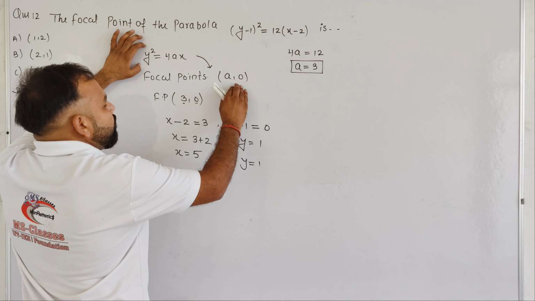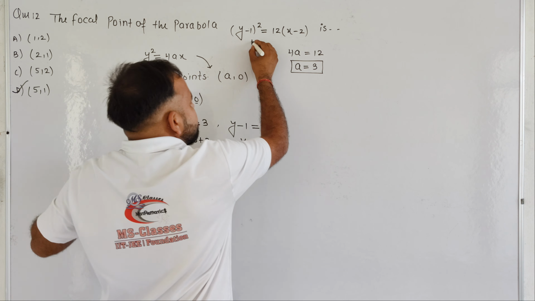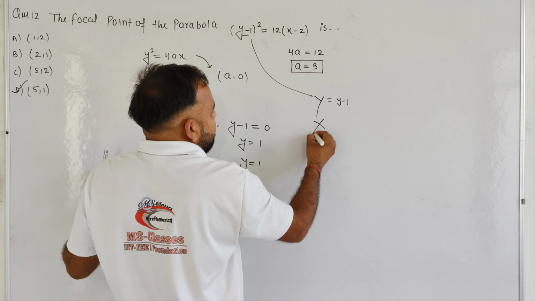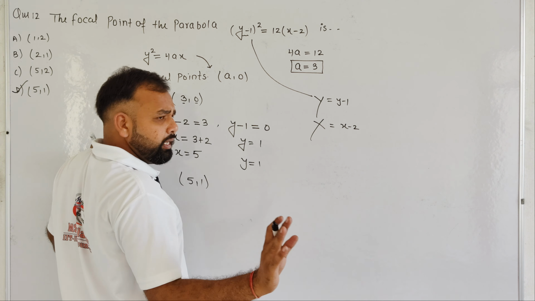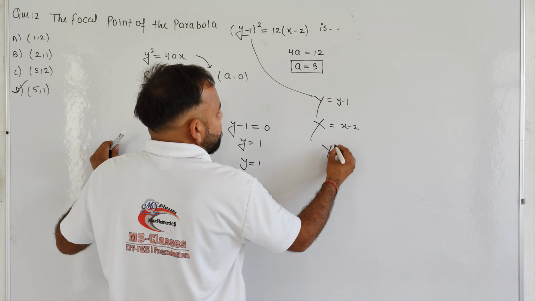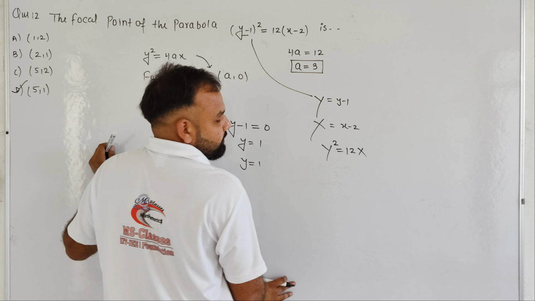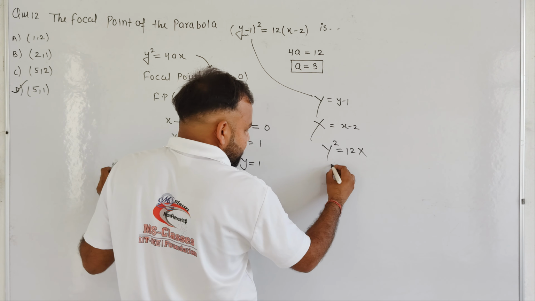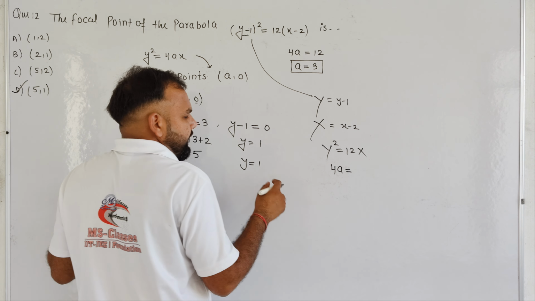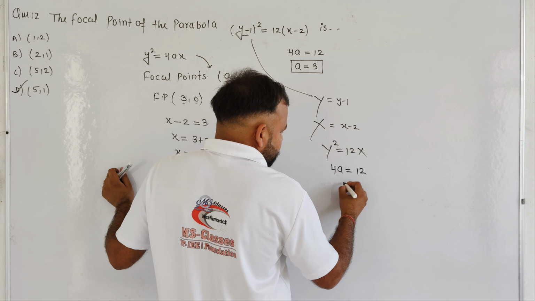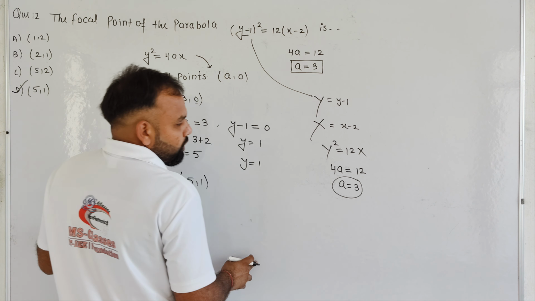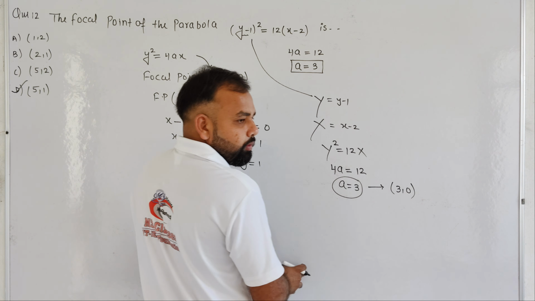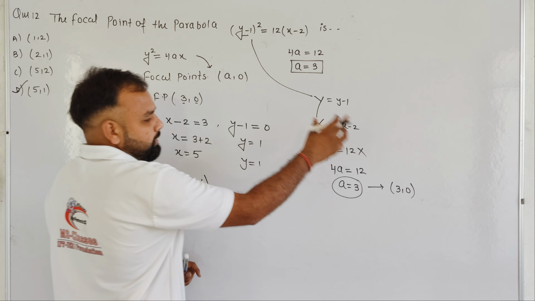Let us consider this is the equation of such type. Let us consider capital Y equals small y minus 1 and capital X is small x minus 2. So this equation is replaced as Y squared equals 12 times X. This is the same equation, and in that scenario we can easily calculate that 4a equals 12, so a is 3. So in that equation, a is 3, that means the focal point is (3, 0). We know very well that the focal point is (a, 0), that means (3, 0).